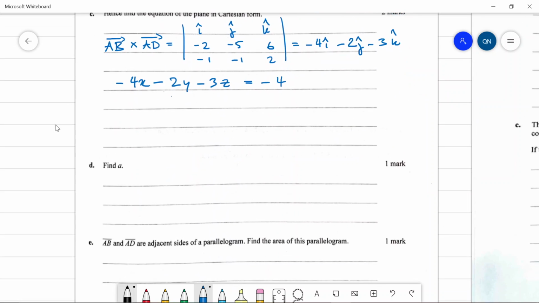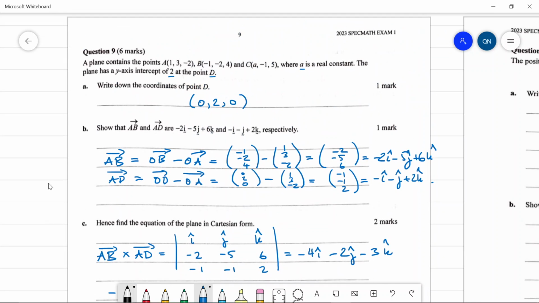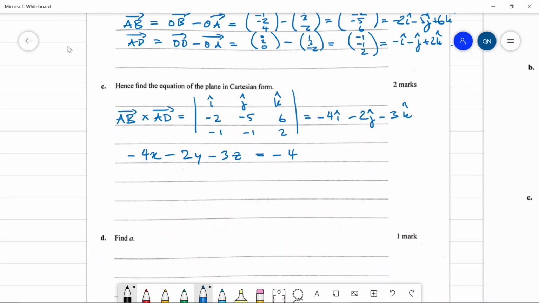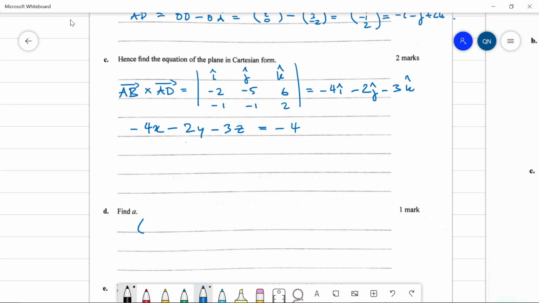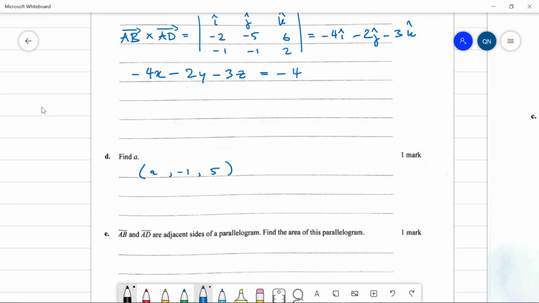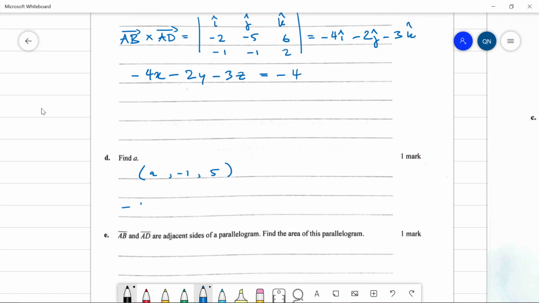Okay, so part D, find a. How do you find a? So the point is a, -1, 5. So I believe we just got to plug it into this equation and solve for a. Nothing too tricky. So let's do that. It's going to be -4a and then minus 2y, so that's just going to be a plus 2, and then you plug 5 into minus 15 equals negative 4. So that means negative 4a is equal to, what's 15 minus 4? It's 11. Okay, so it's 11, and then you have 2 over here, so it's actually going to be 9.